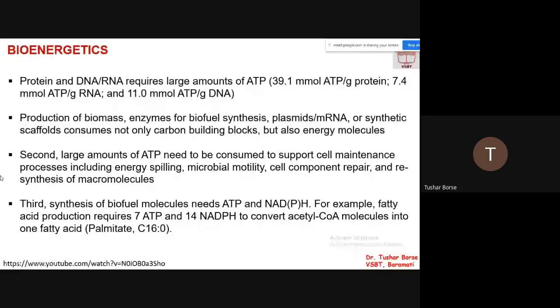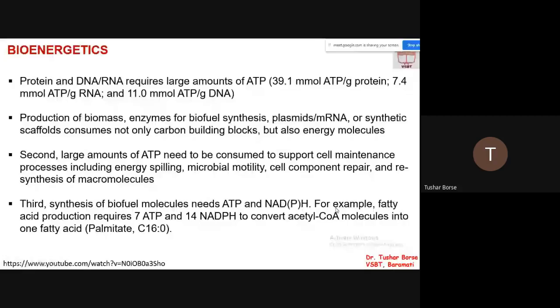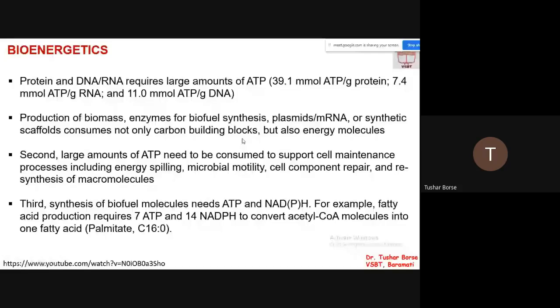So for the synthesis of a particular fatty acid, for example palmitate, that is a 16 carbon fatty acid, if you want to synthesize it, you require around 7 ATP per molecule, and you require the carbon skeleton in the form of acetyl CoA. So all this energy and the carbon compounds together form the biofuel. So this slide will give you an idea about the bifurcation of the total energy which is being produced inside.